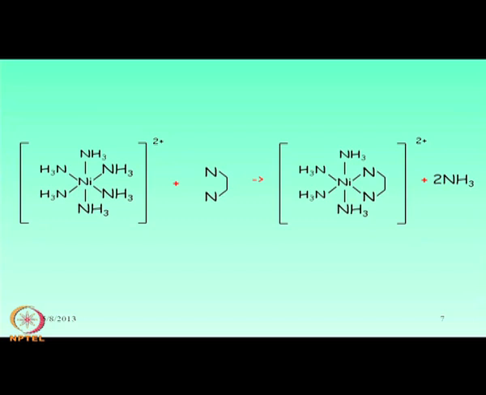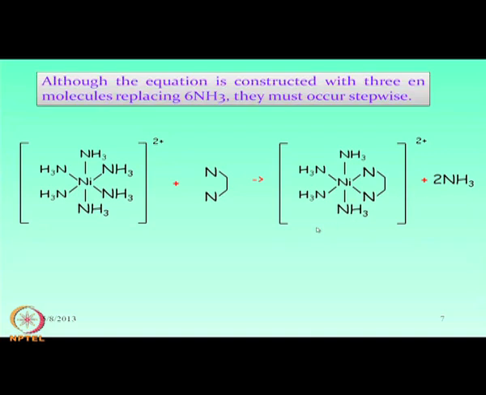So, this is the situation where we see that the 6 ammonia molecules are attached to the nickel center and ethylene diamine is coming. In the first step, what is happening? 2 adjacent ammonia molecules are being replaced by one ethylene diamine. These will have some attached CH2 groups also. So, these are NH2, CH2, CH2, NH2. This is the ethylene diamine unit which will replace 2 ammonia molecules.